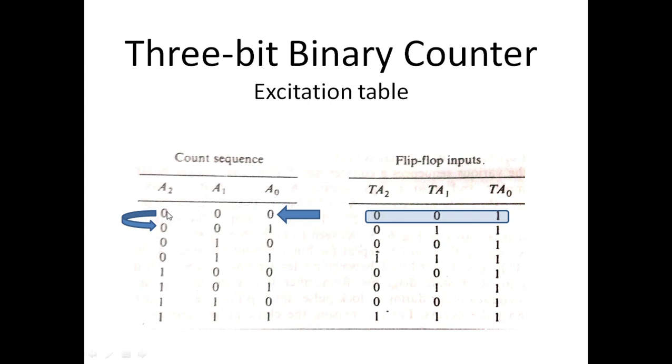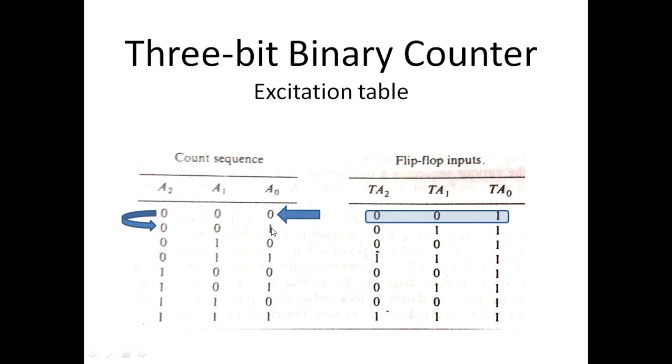When we are in this state, this is the current state of the 3 flip-flops, and we want to move to this next state. This is possible if we toggle the state of A0, and if we keep the state of A1 and the state of A2. This is 0, so we keep it at 0. This is 0, we keep it at 0. This is 0, and we toggle it.